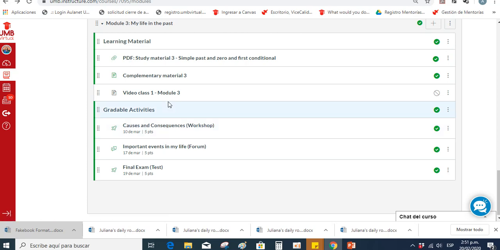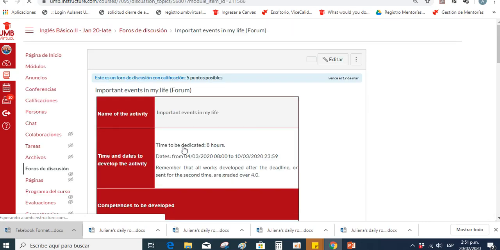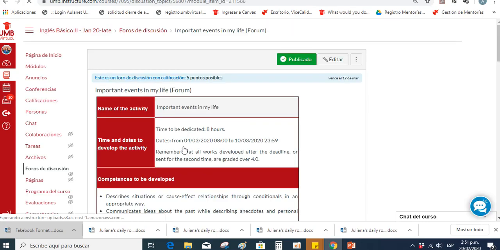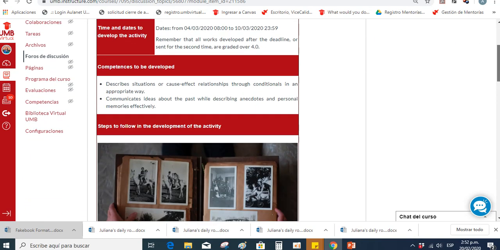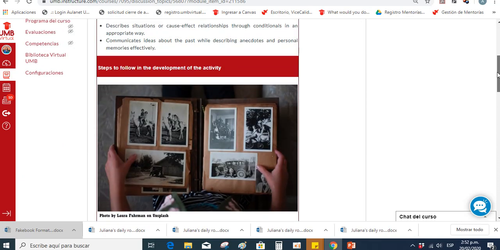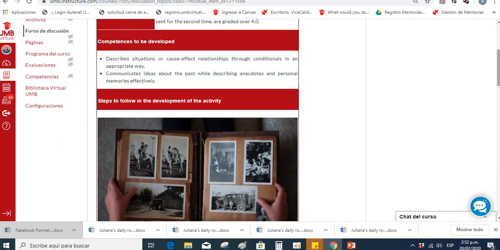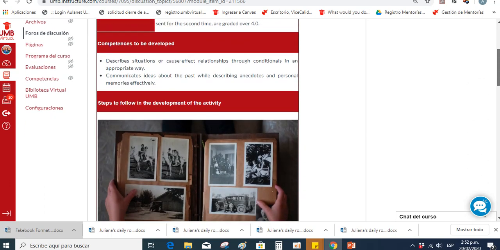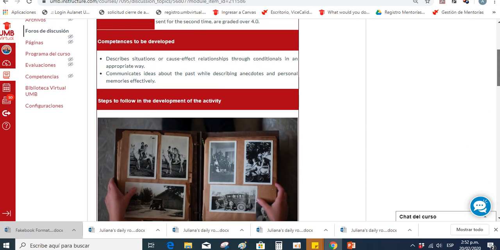Y aquí más abajo vamos a encontrar el primer taller, Causes and Consequences, Important Events in My Life, the Forum and Final Test. Recordemos que el taller cuenta con diferentes tipos de actividades, algunas donde se requiere que ustedes completen ciertos espacios en blanco, respondan ciertas preguntas, etc. In this part, it's very important that you read the whole information in order to do a successful presentation. Entonces aquí tenemos describe situations or cause effects relationships through conditionals in an appropriate way and communicates ideas about the past while describing anecdotes and personal memories.